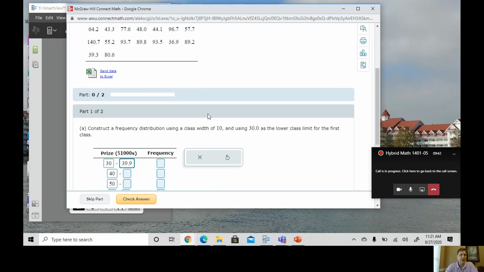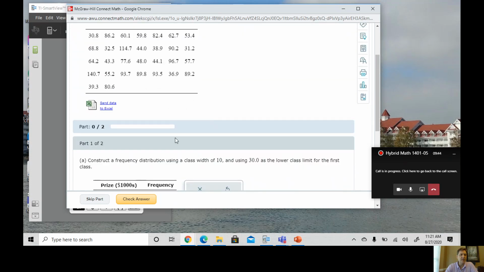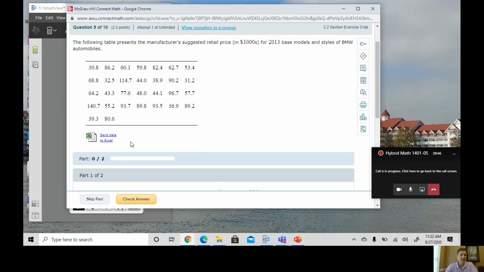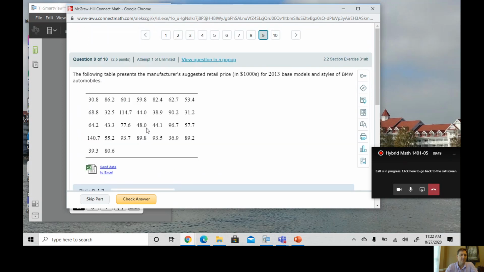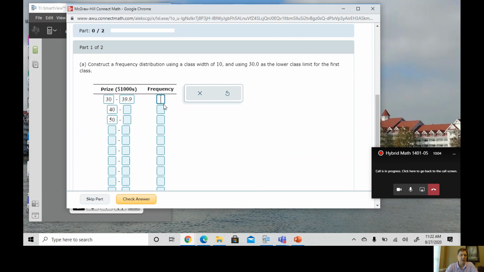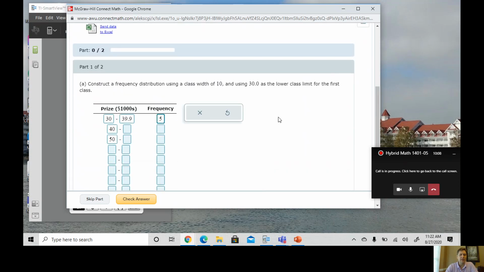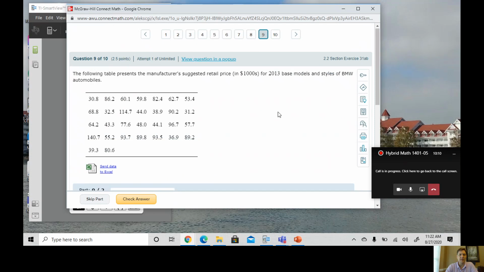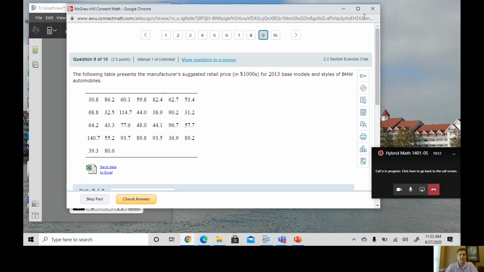Okay, how do you find the frequency? Well, you look for, in this case, all the 30s, and really the only best way to do this is to check them off. So there's 1, 2, 3, 4, 5. So in this example, there would be 5 in that class, and you fill it all out. Okay, so that's how you do those ones.